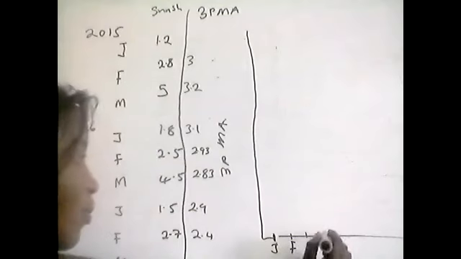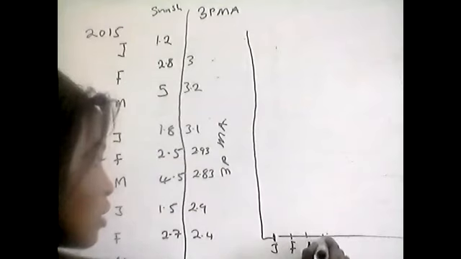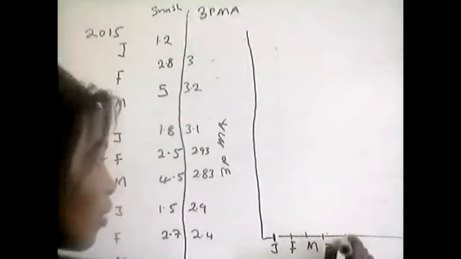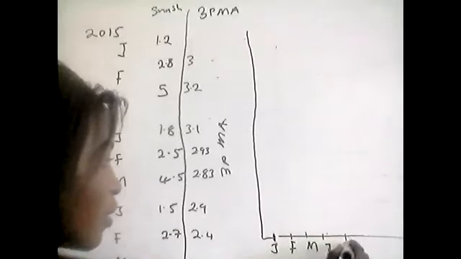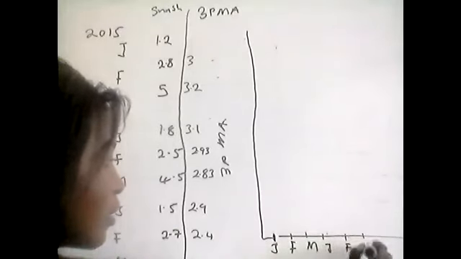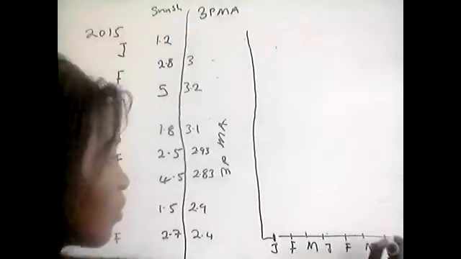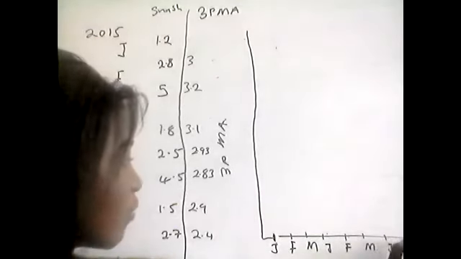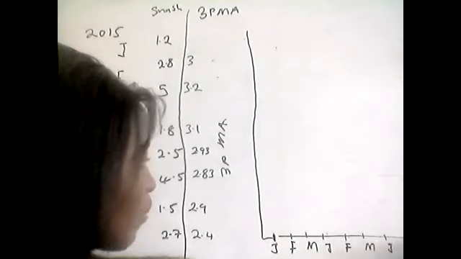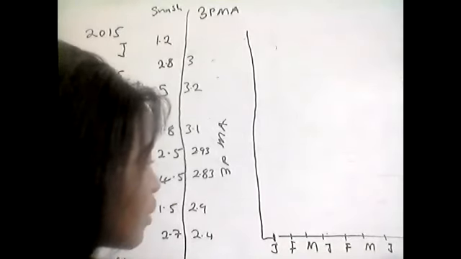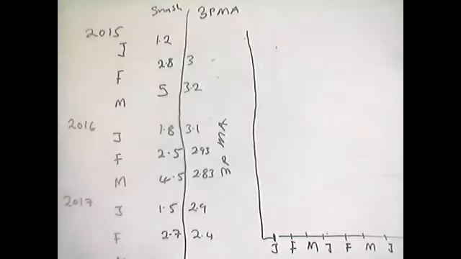Then here again we come. This side is for 2016. January, February, March, 2016. Then January, February, March for 2017.